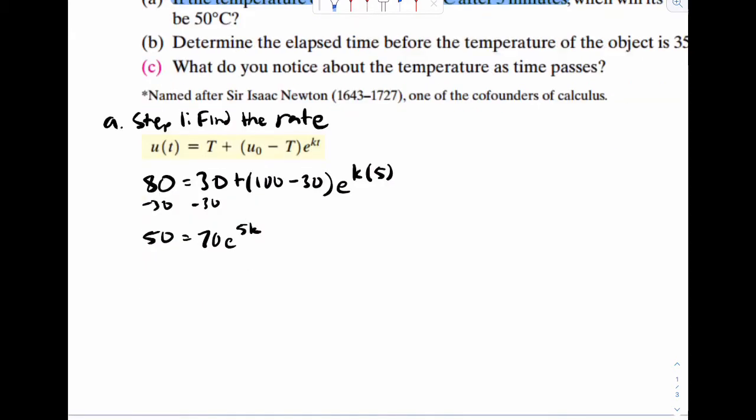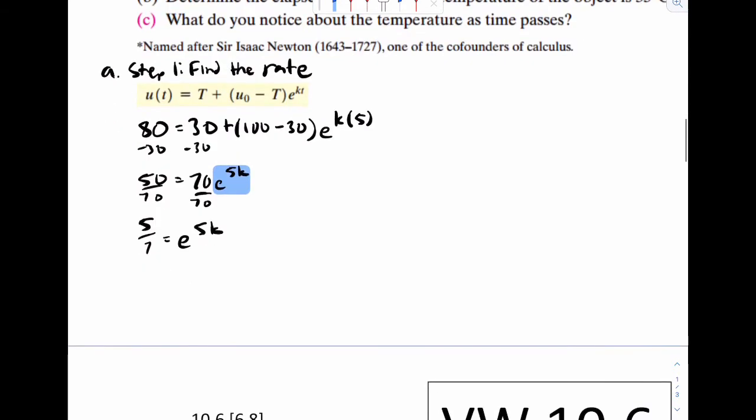Now remember, we have to isolate this thing right here. So I'm going to divide by 70. So 5 over 7 equals e to the 5k. Now I'm going to put this into log form. So natural log 5 over 7 equal to 5k. And k is equal to natural log 5 over 7, over 5. So at this point, we found the rate. So I'll highlight that. That's your rate.